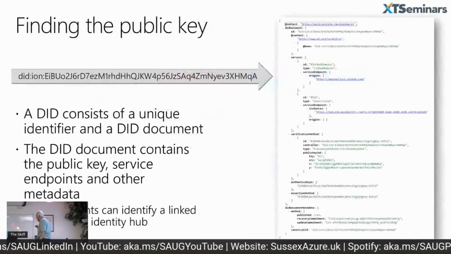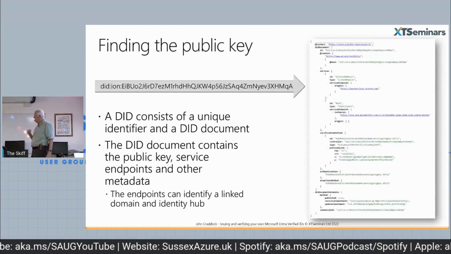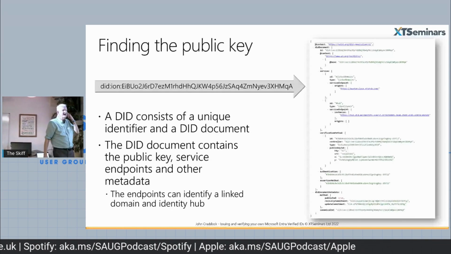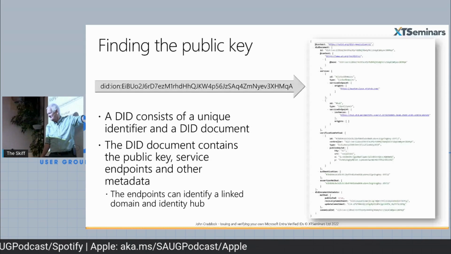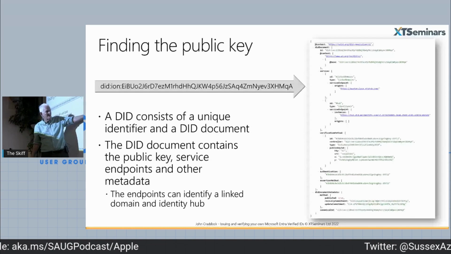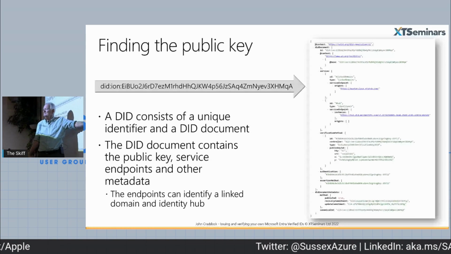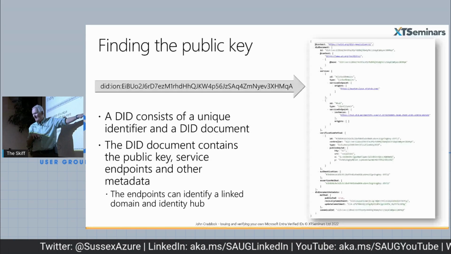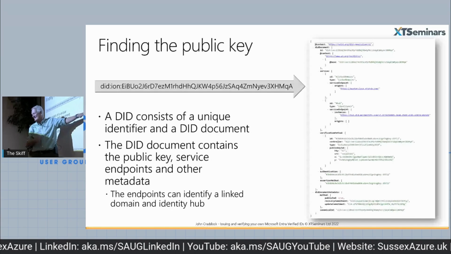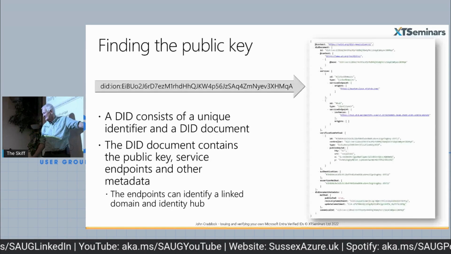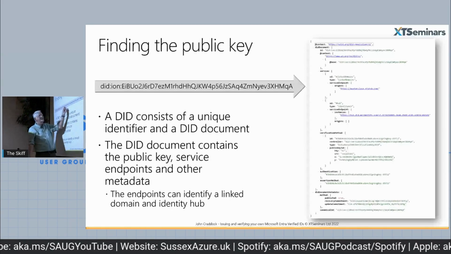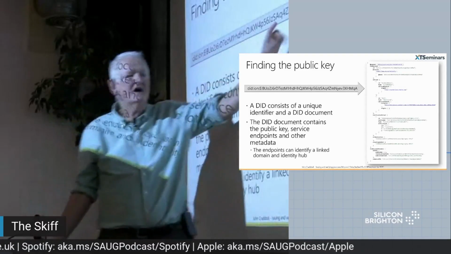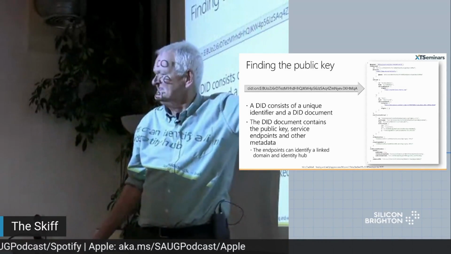So what we need is a way of distributing the public key. And to do that with a decentralized identity, we have what's called a DID document. And inside that DID document are the public keys. Sorry, if I said a way of distributing the private key, I have a horror feeling I did. I meant distributing the public key. And there's the public key inside this DID document, right? This strange number here, I'll come back to in a second. But this is a DID identifier that lets you find this DID document.